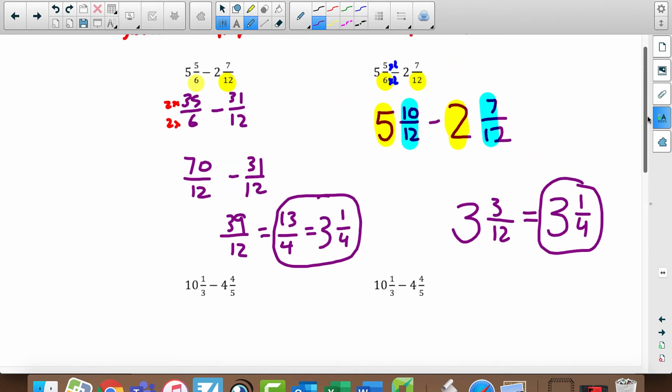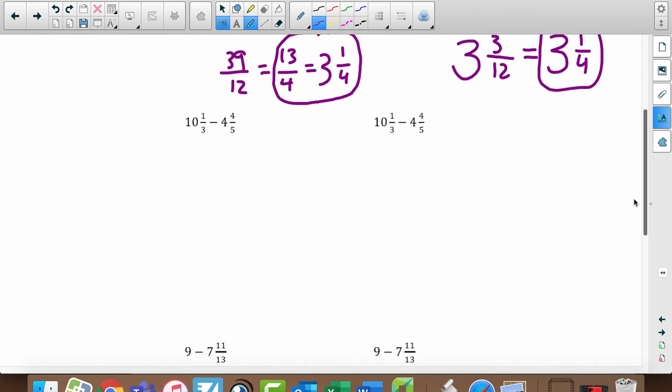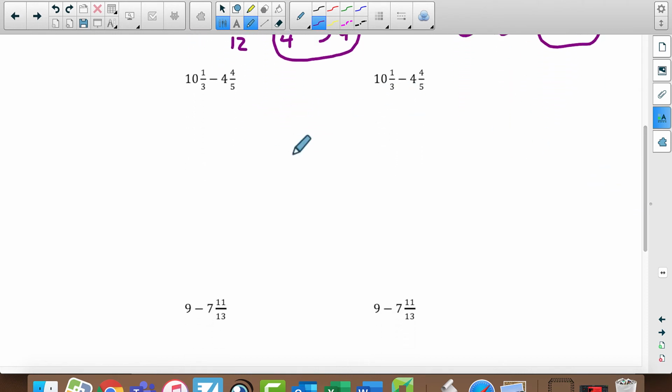Okay, so again, when you do that, you probably think, hey, mixed was easier. Everyone should do mixed. There is a reason people don't like to do mixed, and it's this sort of question here, because you're going to have to borrow. So let's do it, first of all, the more popular way, which is to switch to improper. You won't have to borrow if you do it this way.